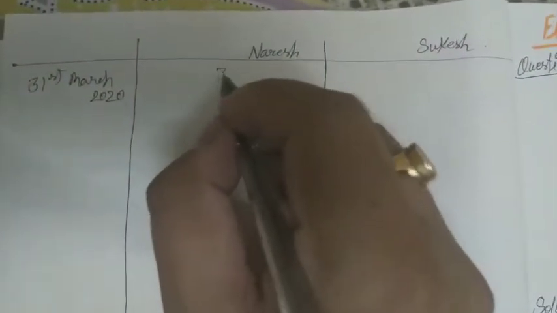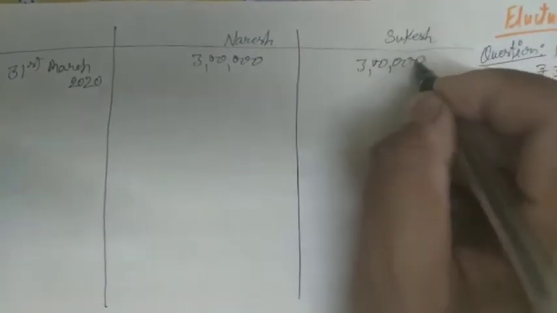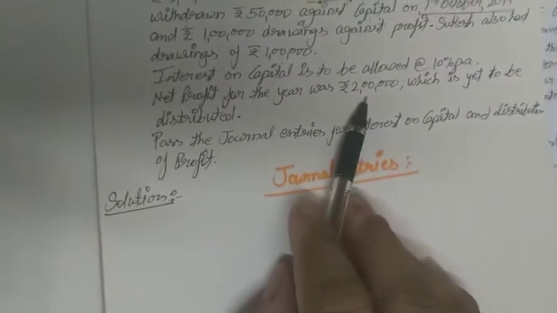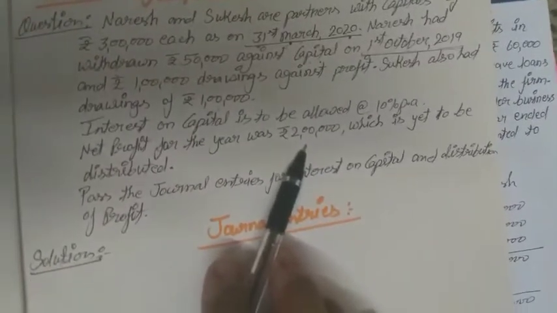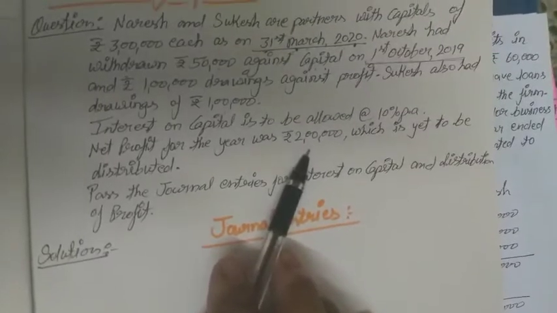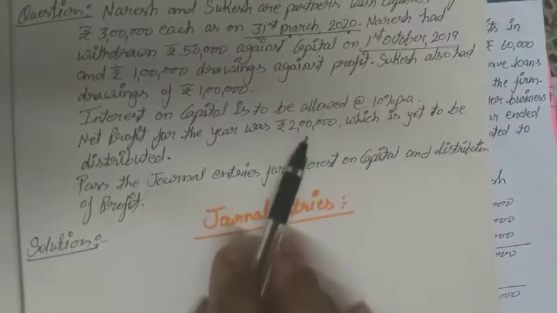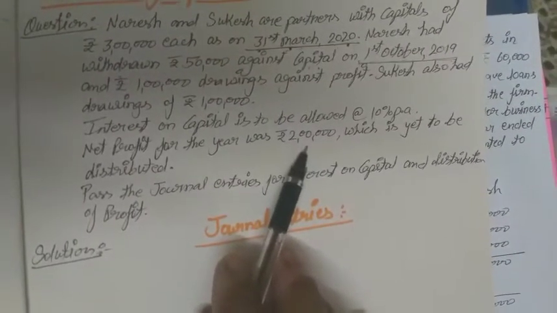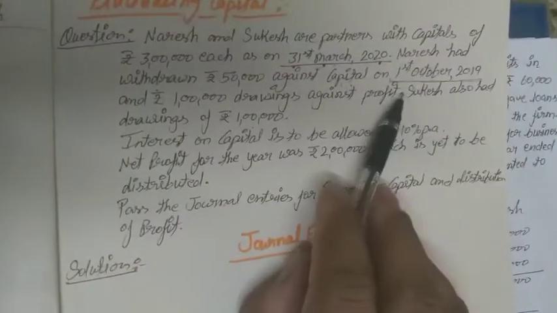2020. Naresh has capital of rupees 3 lakh, and Sukesh also has rupees 3 lakh. There is 2 lakh of profit. It is not distributed. If it is not distributed, this profit does not affect the capital of the partners. So this 2 lakh rupees profit is not used here. Now we have to take the drawings.